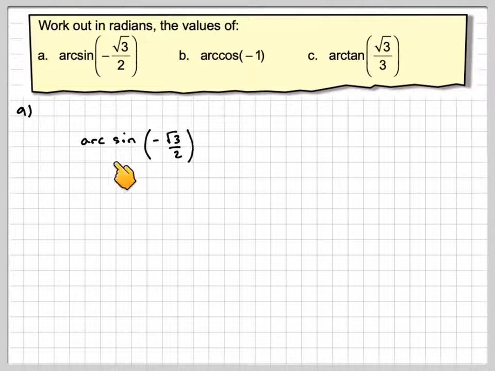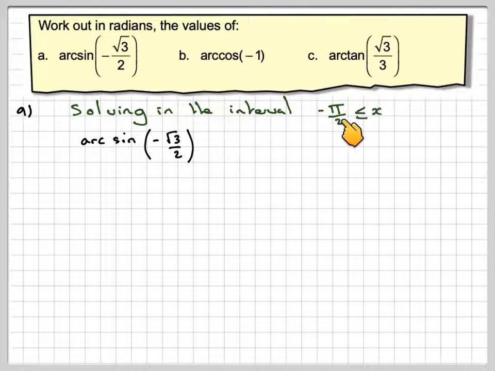So if we take the first one, which is arc sine of minus root 3 over 2, we're going to try and do this without a calculator. Now the arc sine function is valid when the original graph of sine is valid between minus pi by 2 and pi by 2.